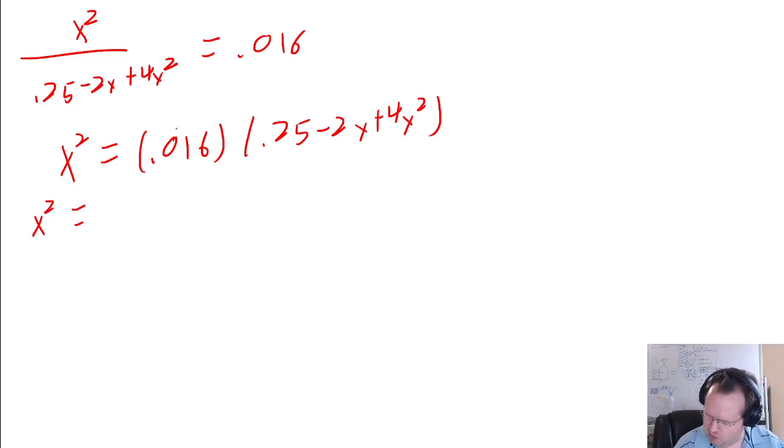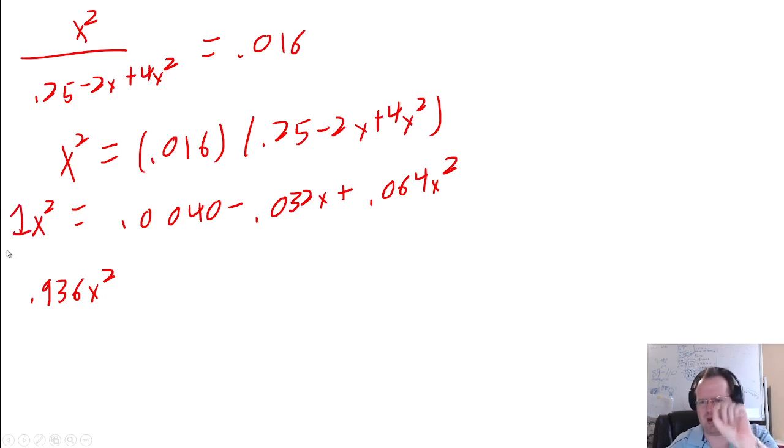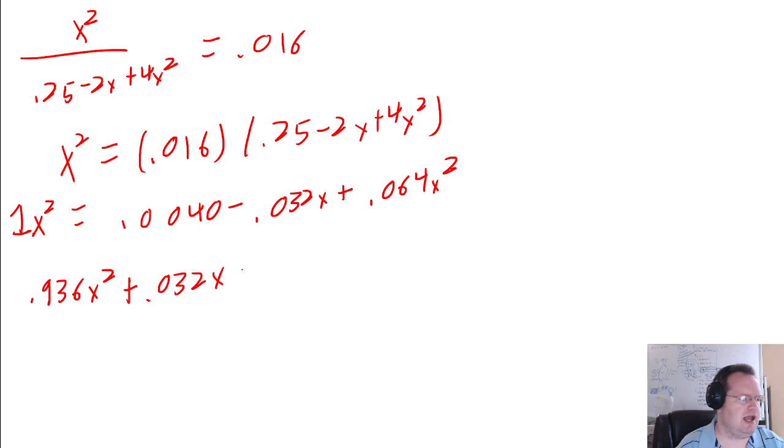So then I distribute my 0.016 times all of it, and I get 0.0040 minus 0.032x plus 0.064x squared. Now, since I have an x squared and an x term, I can use the quadratic equation to solve this, but to use the quadratic equation, I have to move everything to one side and set it equal to 0. So I'm going to subtract everything on the right side from the left side. When I do that, I get 0.936x squared. As a reminder, this x squared has an understood 1 in front of it, so I did 1 minus 0.064 to get there. Then I had to add 0.032x to both sides, and then I had to subtract 0.0040. And this is all equal to 0.